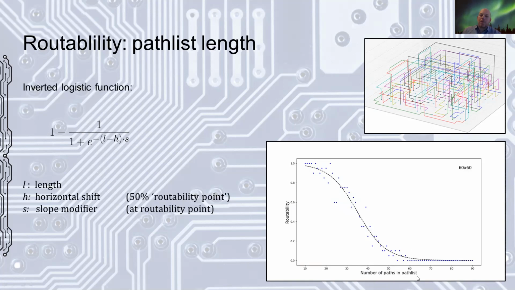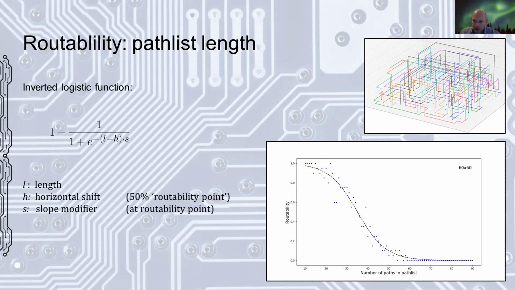And this probability, if you like, this routability, behaves a little bit sigmoidally. It has an S kind of curve in it. And for characterization, and we'll see why that is important later, we use this function over here, which fits really, really nicely to the data. L in there is the number of paths, H is the horizontal shift of the graph, and S is the slope, the steepness at the routability point.